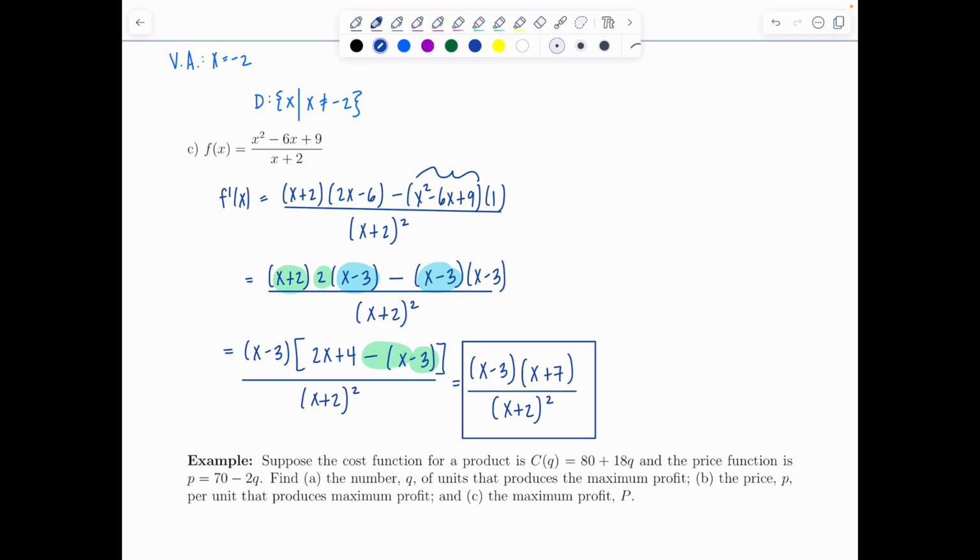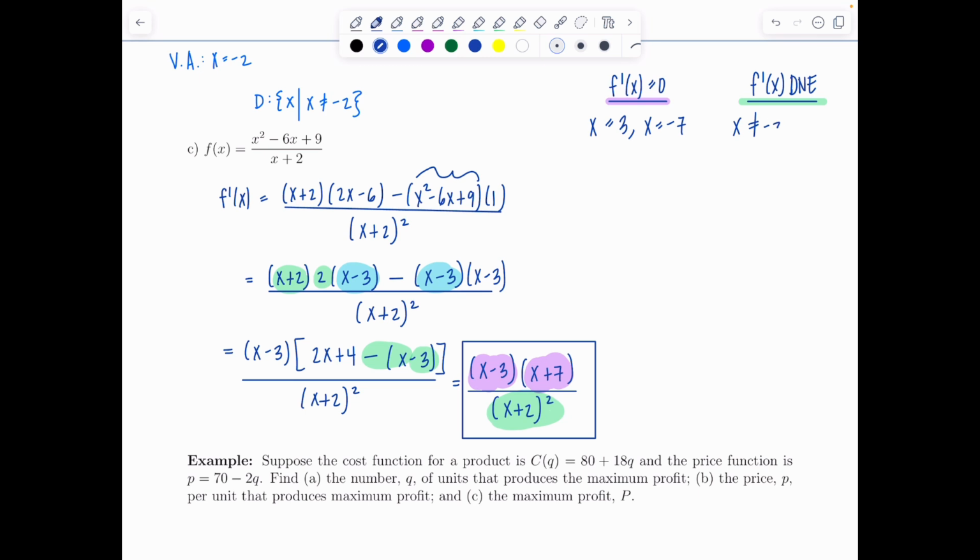Okay, so now we can easily identify our critical numbers. The derivative is 0 when, just look at the numerator, when is it 0? We factored it, so it should be easy to tell. At x equals 3 and at x equals negative 7. And then when does the derivative not exist? Well, just look at when does the denominator equal 0. That's at x equals negative 2.